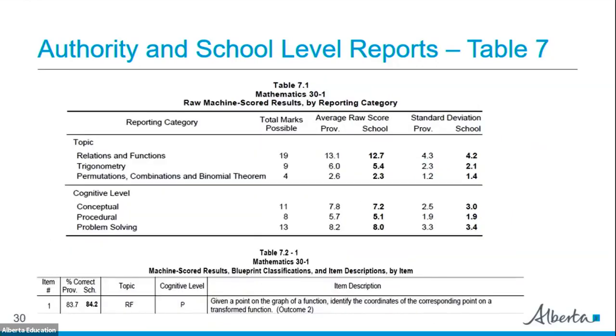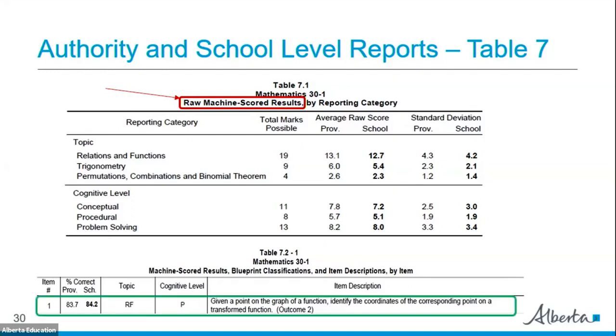Now, table 7 provides the results for the machine scored items only, not the entire exam. It consists of 2 parts. Table 7.1 at the top consists of the breakdown of topic and cognitive level. And then table 7.2 consists of the breakdown of student performance and item descriptions for each machine scored item. As you can see for question number 1, you'll see the provincial average, how your students did in the school, and then the topic, cognitive level, and the description of that item. So remember, this table is the blueprint for just the machine scored items and not the entire exam.